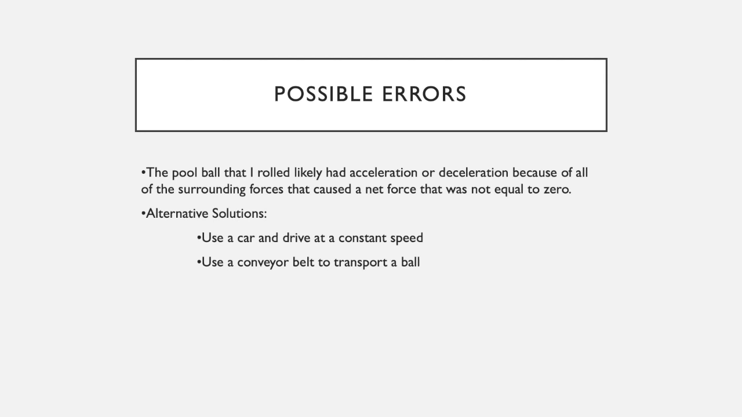The object that I rolled may have shown these variations from the predictive model due to the deceleration caused by the external forces that slowed the object down. A way to fix this would be ensuring an object moves at the same rate through monitoring its speed during the experiment or through pulling the object on a conveyor belt.